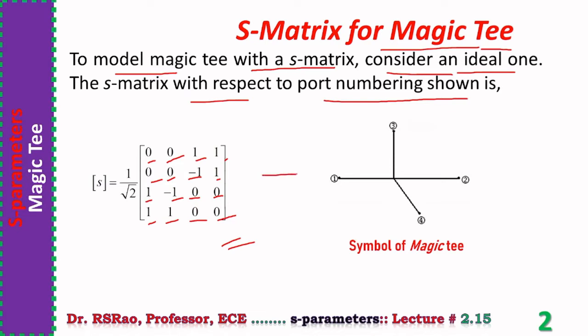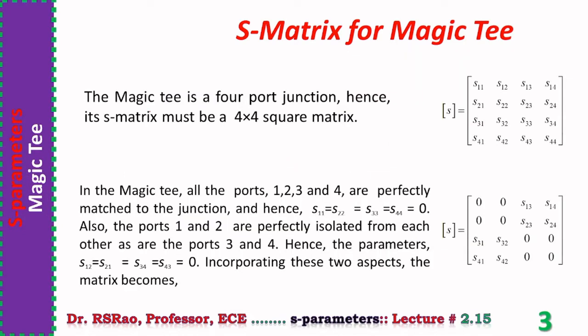This matrix is with respect to the port numbering given in the symbol shown by the side of the matrix. Here, collinear arm ports are given numbers 1 and 2. H-arm port is given number 4. E-arm port is given number 3. It is required to be mentioned that the matrix is specific to numbering. When numbering is different, the matrix is also different, a changed one. Now let us move to the procedure proper.